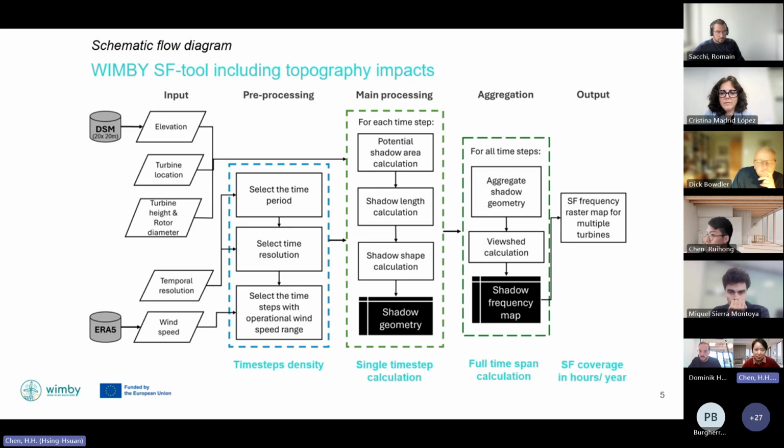This is the flow diagram of the tool that we developed in the end. To be short, we need the digital surface model, so basically the topography information, and we also need the wind speed data. There are three main steps. First, we calculate the time step density, then we calculate a single time step shadow flicker impact, and we aggregate it to the full time span. In the end, we have the shadow flicker impact in hours per year.